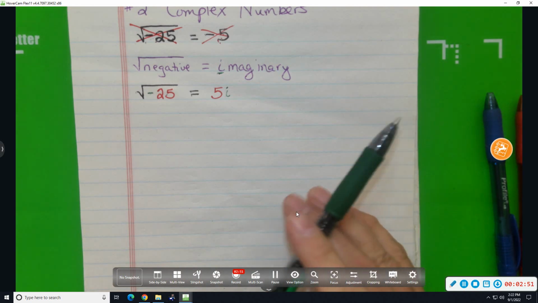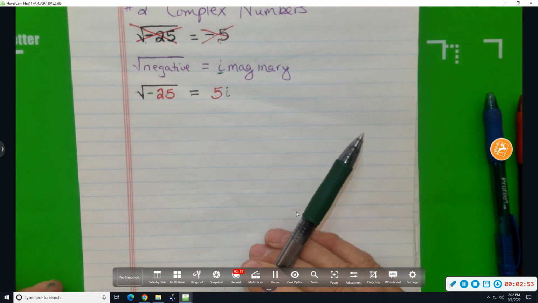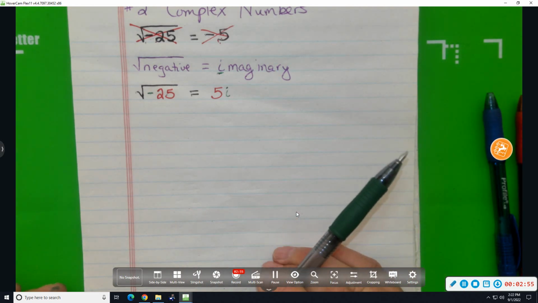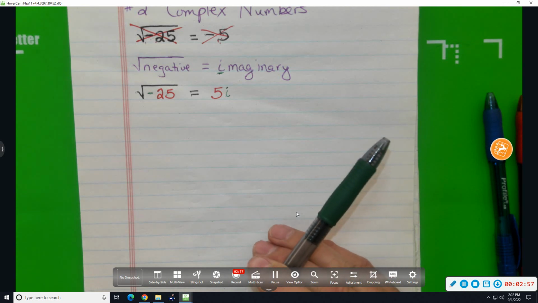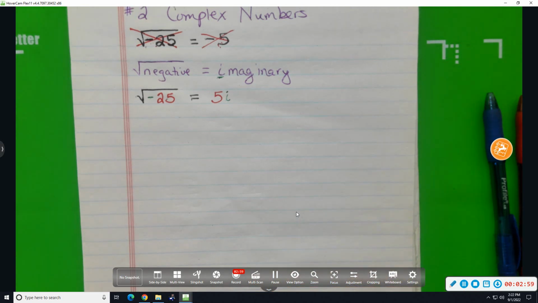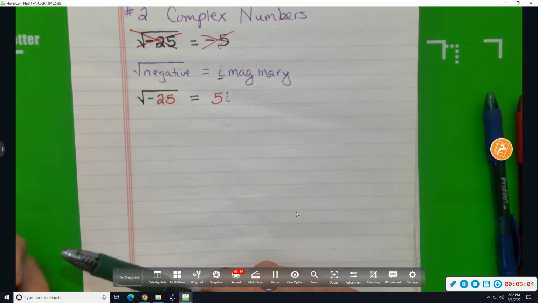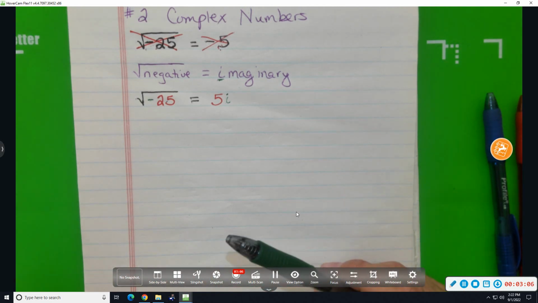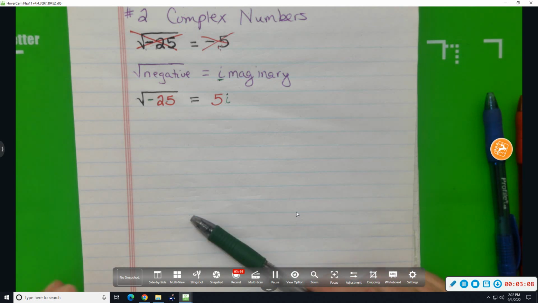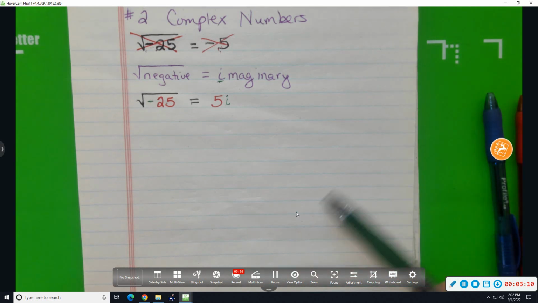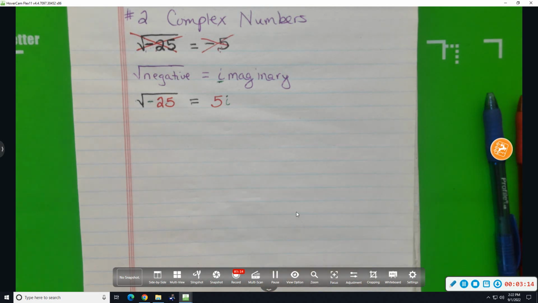So in previous algebra classes, you heard teachers talk about real numbers. You've heard that phrase before, probably, without them ever really defining what a real number is. Real numbers, real numbers. Now you know what a real number is. A real number is any number that is not imaginary. Okay? So we have real numbers, we have imaginary numbers.